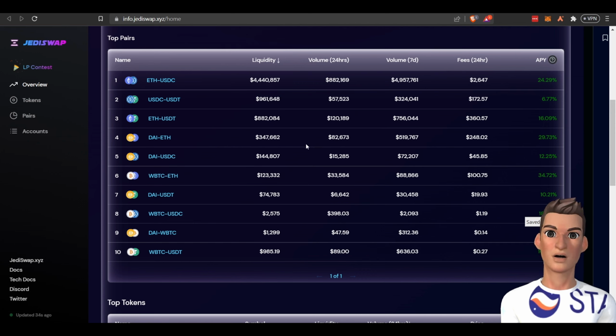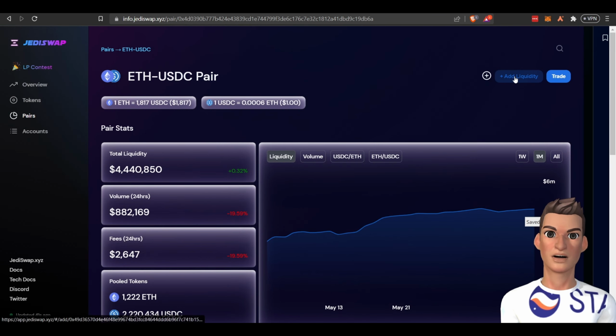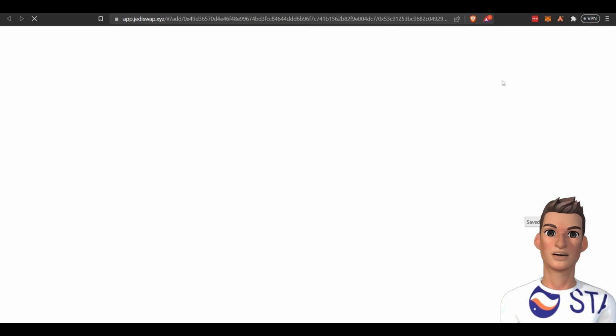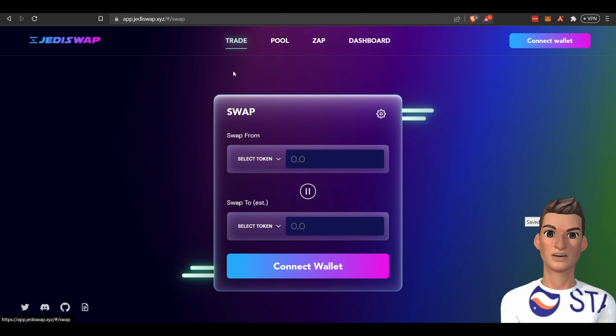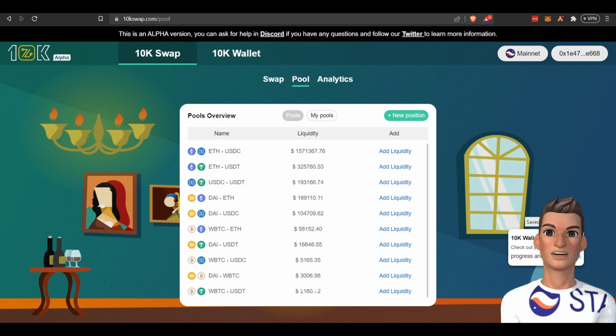So you want to do a little bit more research, see where you can get the most bang for your buck. But if you were to invest in this one here, you just hit add liquidity. Obviously, you would need ETH and USDC, and you could obtain the USDC token if you have ETH in your wallet by swapping it here under trade. And once you provide liquidity, you'll be earning part of the trading fees that are generated from this pool. And so that's JediSwap.